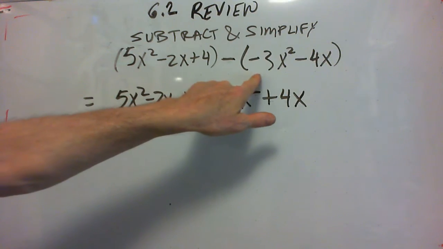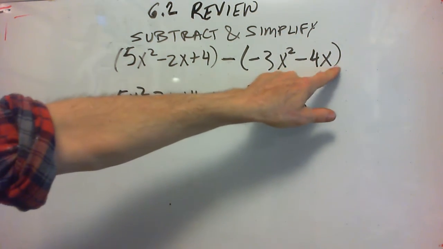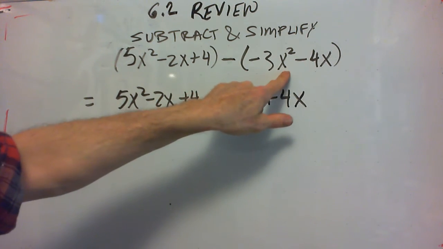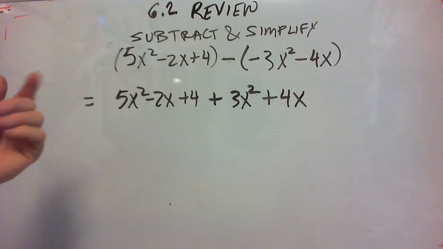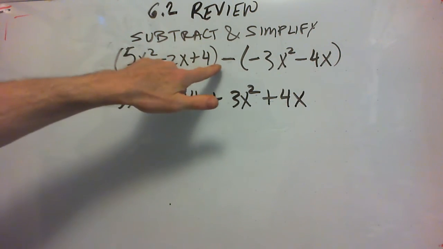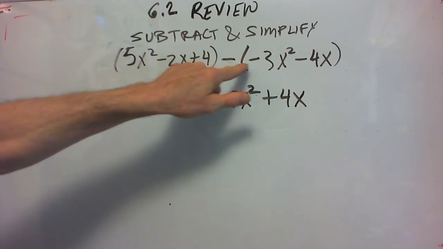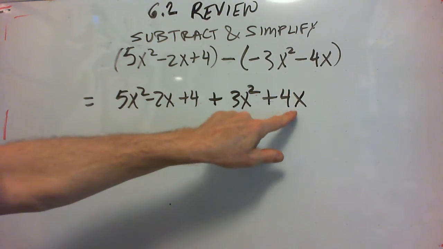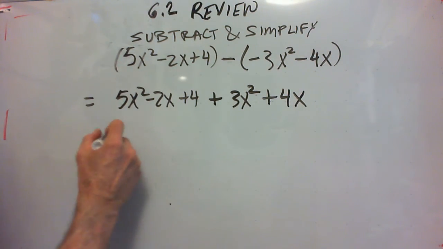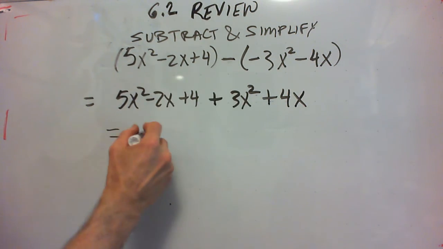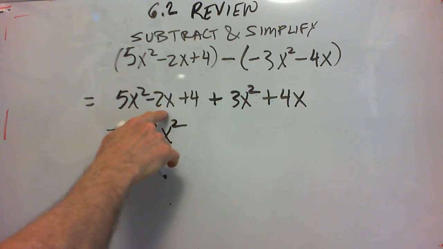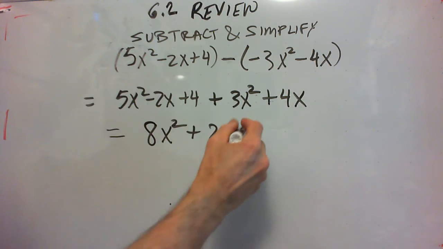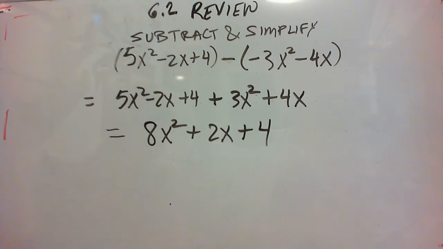So when we're subtracting the polynomial negative 3x squared minus 4x, it's in those parentheses, we end up adding the opposite of each term. We end up adding a positive 3x squared and a positive 4x. Or the other way of thinking of this is that we're taking a negative 1 and distributing through, and we're adding the result of that, which is positive 3x squared, positive 4x. Then combine like terms. 5x squared, 3x squared makes 8x squared. A negative 2x plus 4x makes a positive 2x. There's nothing to combine with the 4, so we just write plus 4, and that's our answer.